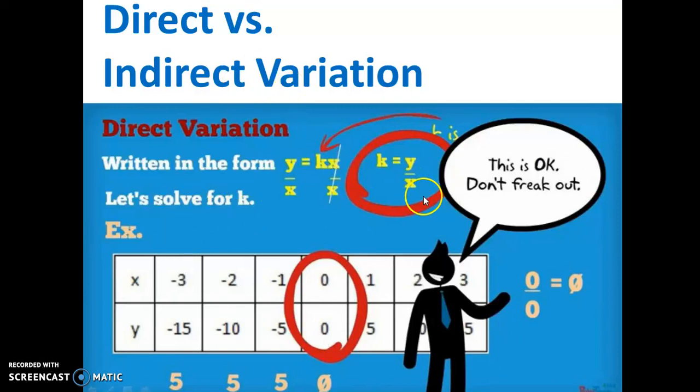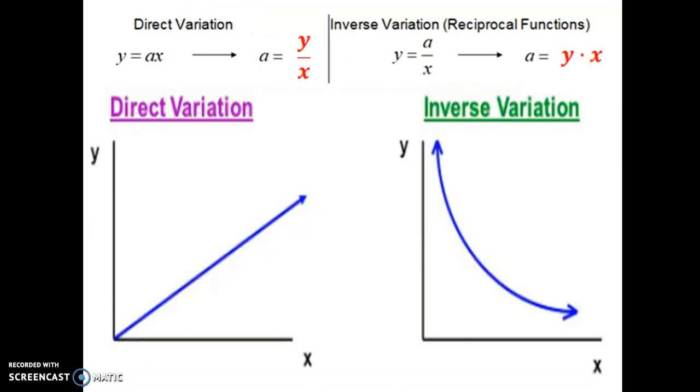This diagram in the background here shows direct variation, and maybe this topic has been a little tough for you so far, but this is okay. Don't freak out. It's not a bad topic. There's just a few key things to remember, and you can basically solve any problem if you remember those few things. So let's begin with a recap of what direct variation is and what inverse variation is.